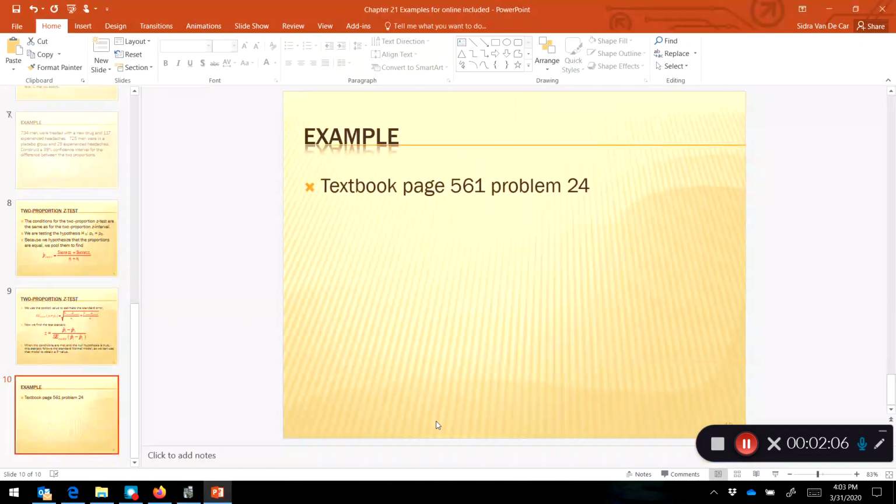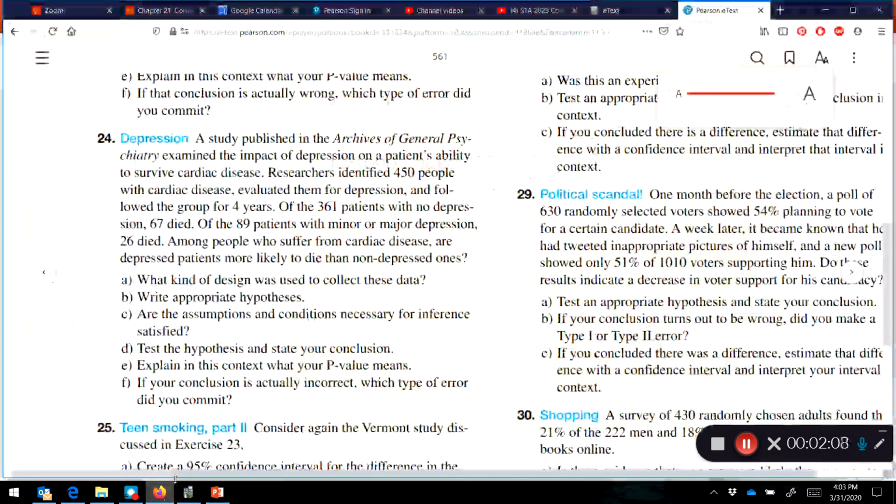Problem number 24 is what I'm going to do. So right over here. A study published in the Archives of General Psychiatry examined the impact of depression on a patient's ability to survive cardiac disease. Researchers identified 450 people with cardiac disease, evaluated them for depression, and followed the group for 4 years.